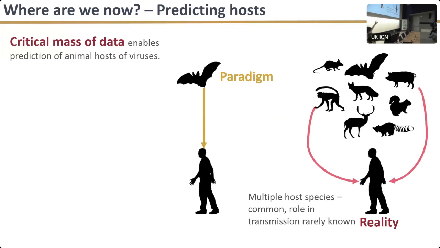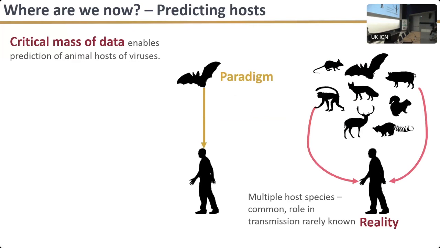Viruses get around many host species, or not necessarily host species, but they circulate a lot in the wild. Sometimes they spill to humans, sometimes they spill back from humans, sometimes they just spill between animals and never reach humans. And that is the reality.